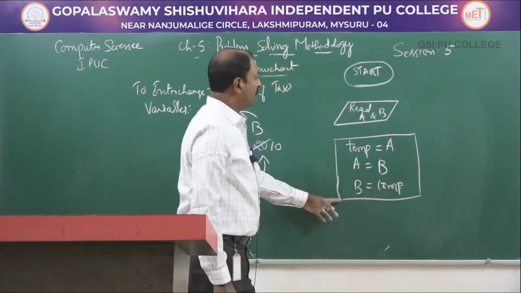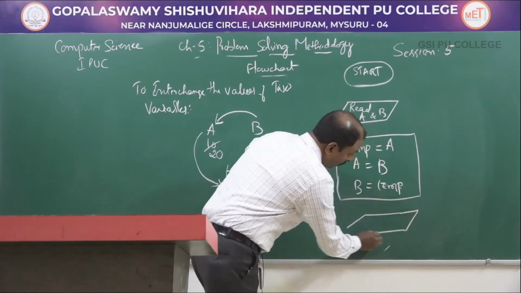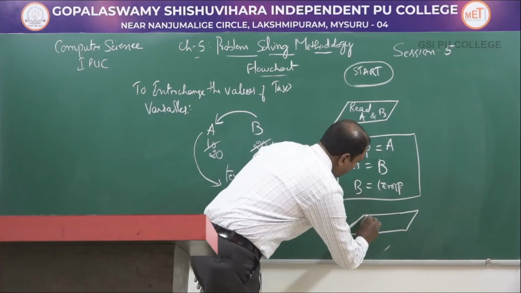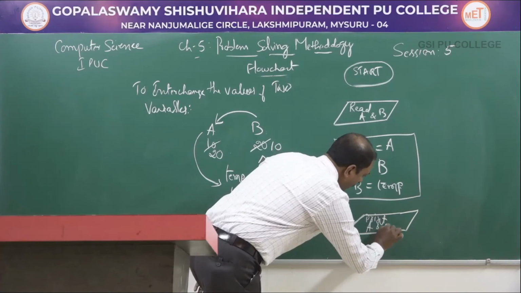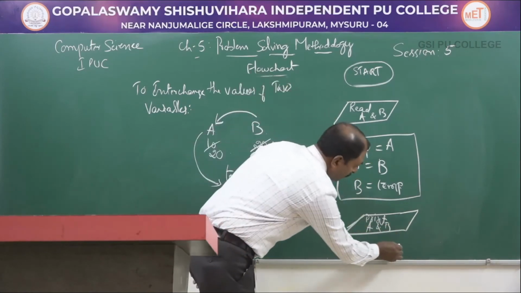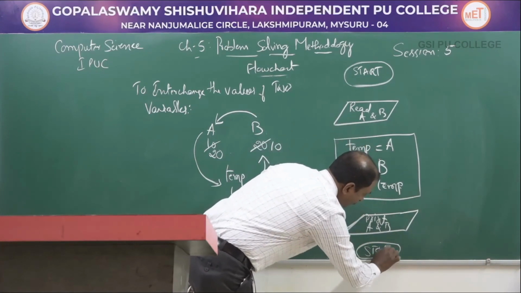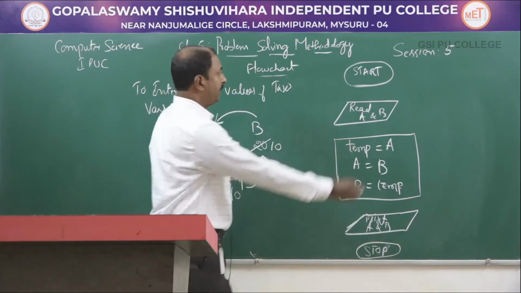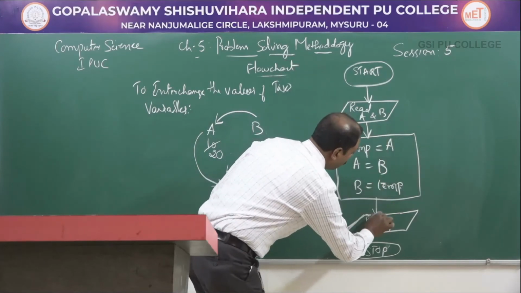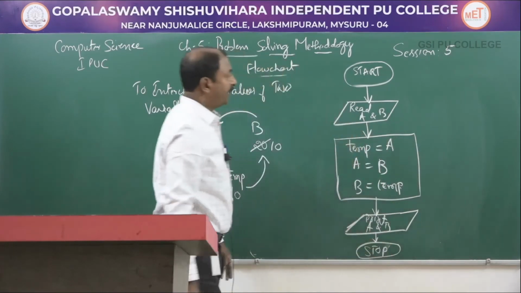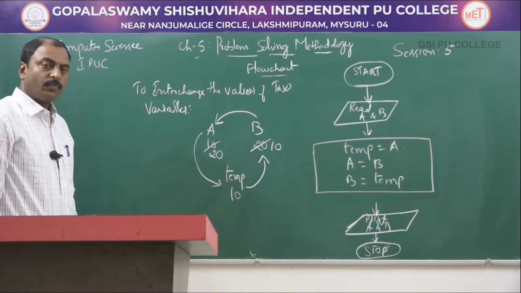Next one is, after this, we have to print the result, means we have to print the values of A and B. That is, I can say print A and B. Finally, we have to stop, or we have to close this flow chart. Then connect these different steps through flow lines. So students, this is a flow chart to interchange the values of given two variables.